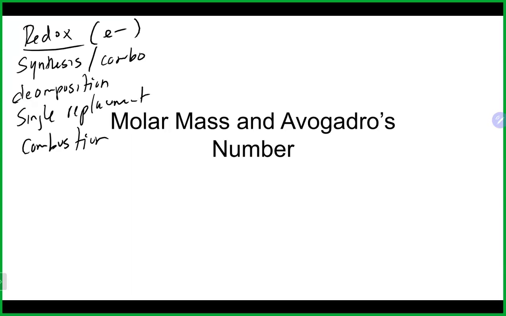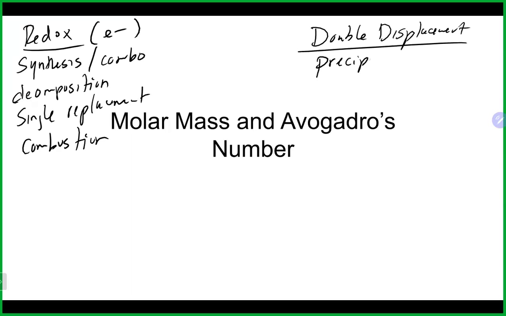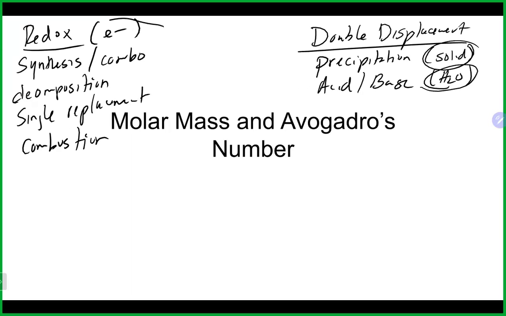The other big classification is our double displacement, where underneath there you have more specifically a precipitation reaction, which means you made a solid, or you have your acid-base reactions, which means you made water. And once again, making water, making a solid, and electrons being transferred is really the basis of pretty much all reactions that you will come across in most of the times.